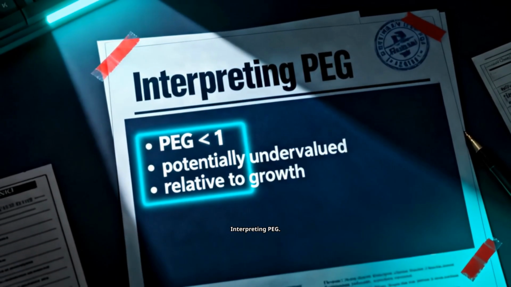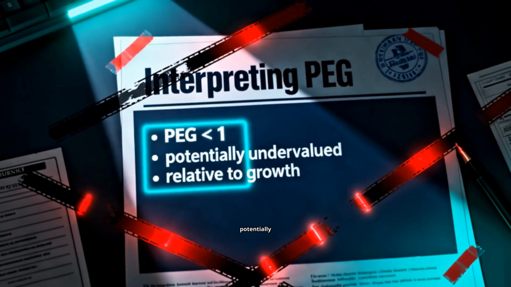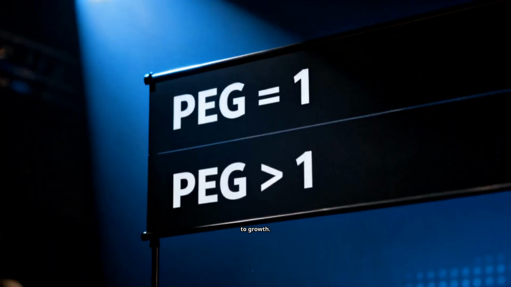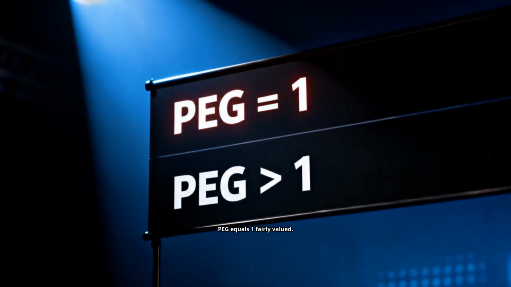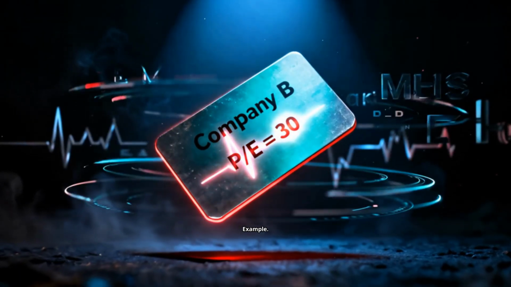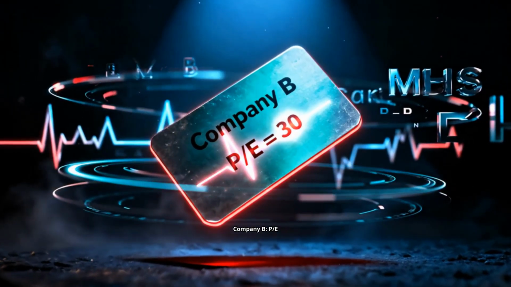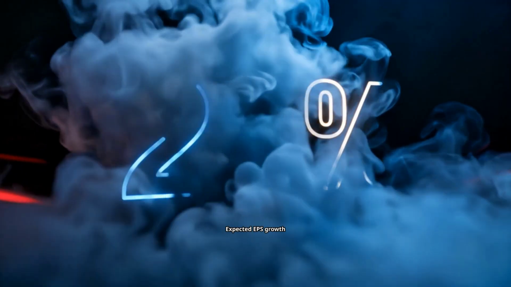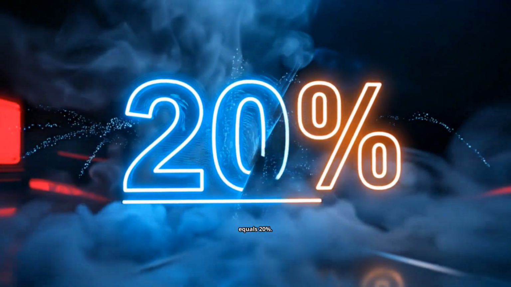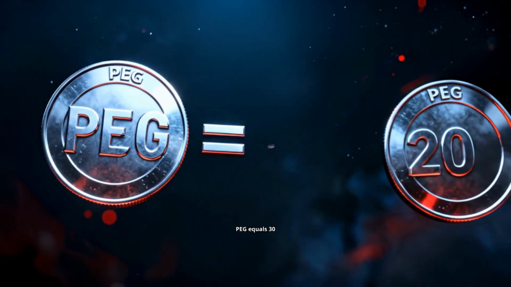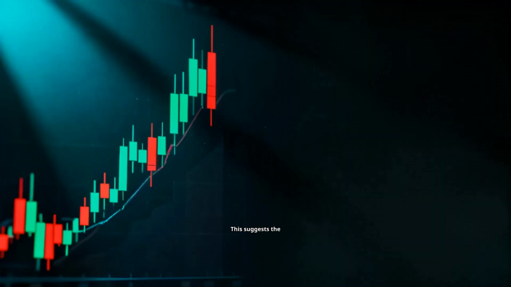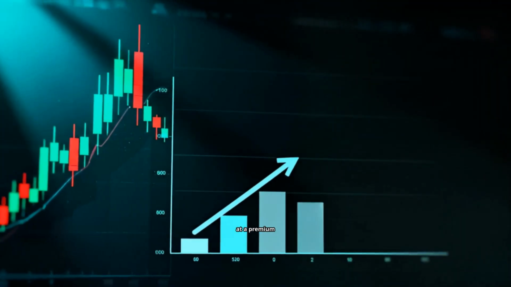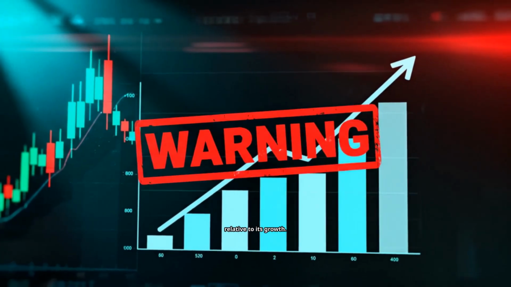Interpreting PEG. PEG less than 1, potentially undervalued relative to growth. PEG equals 1, fairly valued. PEG greater than 1, potentially overvalued. Example. Company B. PE equals 30. Expected EPS growth equals 20%. PEG equals 30 divided by 20 equals 1.5. This suggests the stock may be trading at a premium relative to its growth.